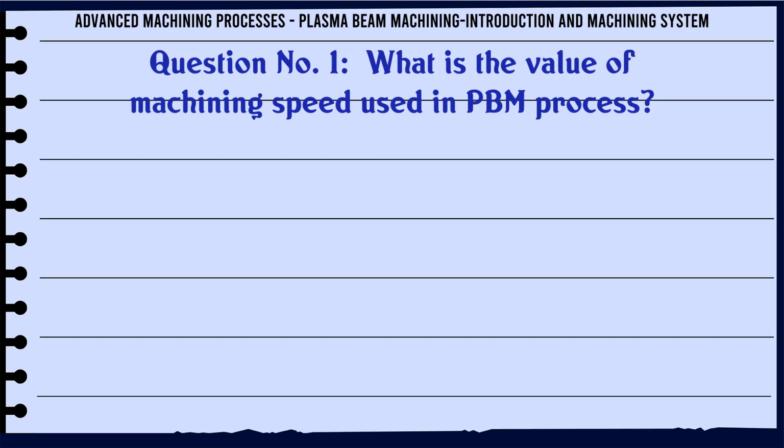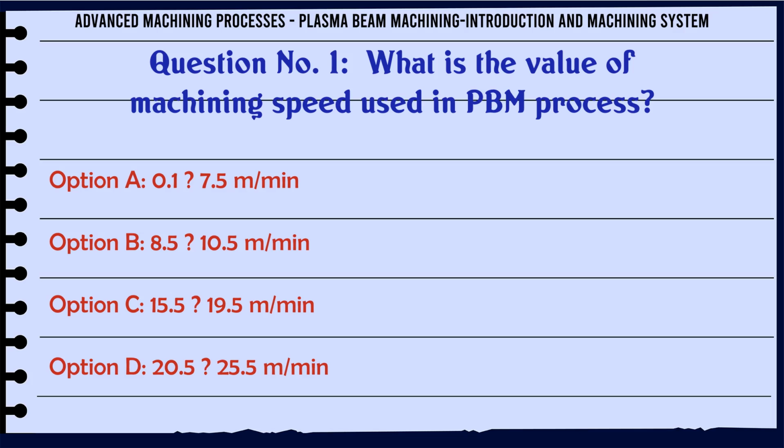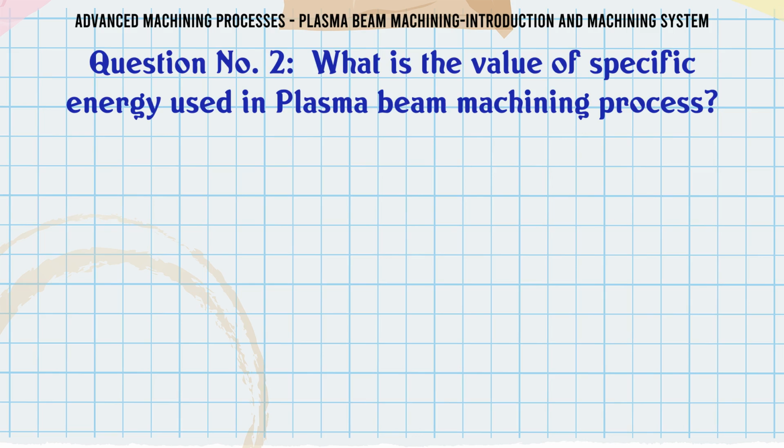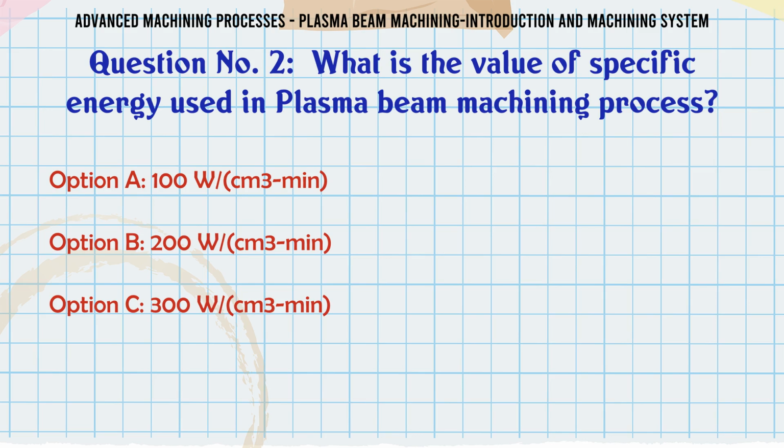What is the value of machining speed used in PBM process? A. 0.1-7.5 m/min. B. 8.5-10.5 m/min. C. 15.5-19.5 m/min. D. 20.5-25.5 m/min. The correct answer is 0.1-7.5 m/min.